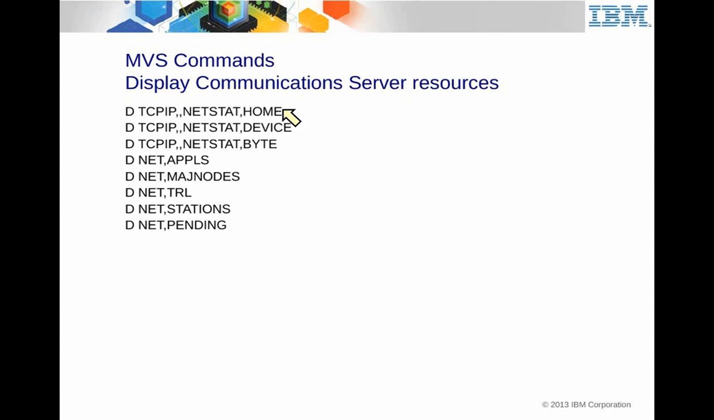There's a whole series of commands for looking at what we call the communications server. We have a whole section on communication server. Anything where you're displaying TCP/IP, of course, is the TCP/IP communication stack. D NET is typically the SNA stack, because SNA and TCP/IP are actually folded together and working together. It's called communication server. We're going to have a whole section on that on Thursday.